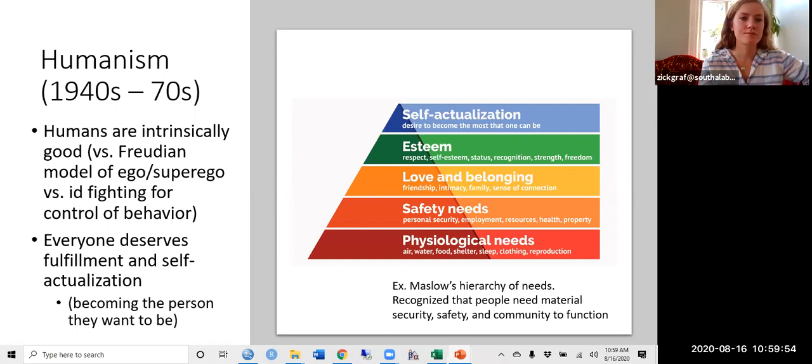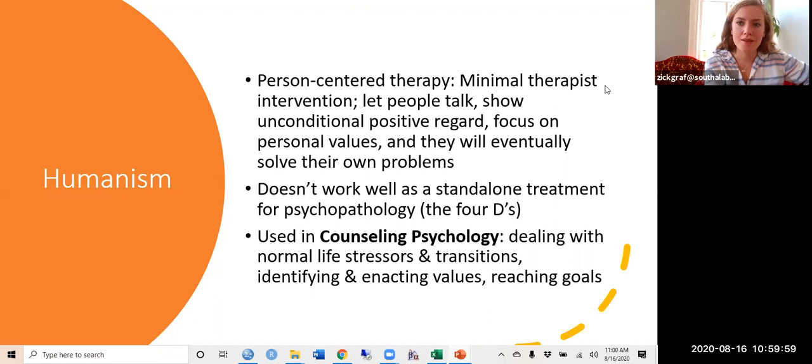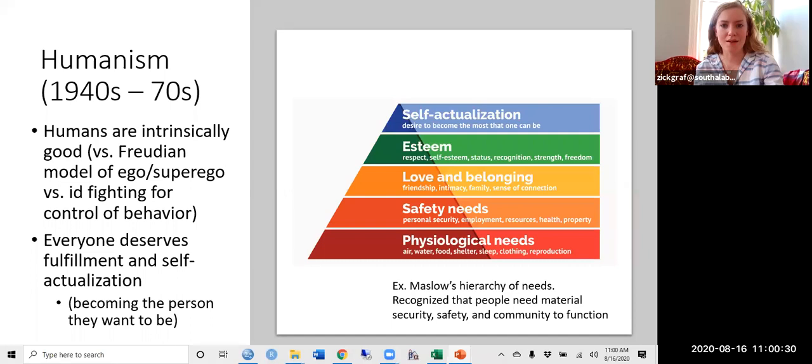So, modern humanism. In the 40s through the 70s, there was experimentation with humanism as a treatment for the 4Ds. The person-centered therapy movement basically involved minimal interaction with the therapist. The therapist wasn't doing anything to people. The idea was that if you give people a safe space to express themselves, let them talk, show them unconditional positive regard, so show them that you respect and value them as a person, that will create an environment where that person will be able to solve their own problems. It'll help to address their needs for love and belonging and esteem, and that will help them reach self-actualization.